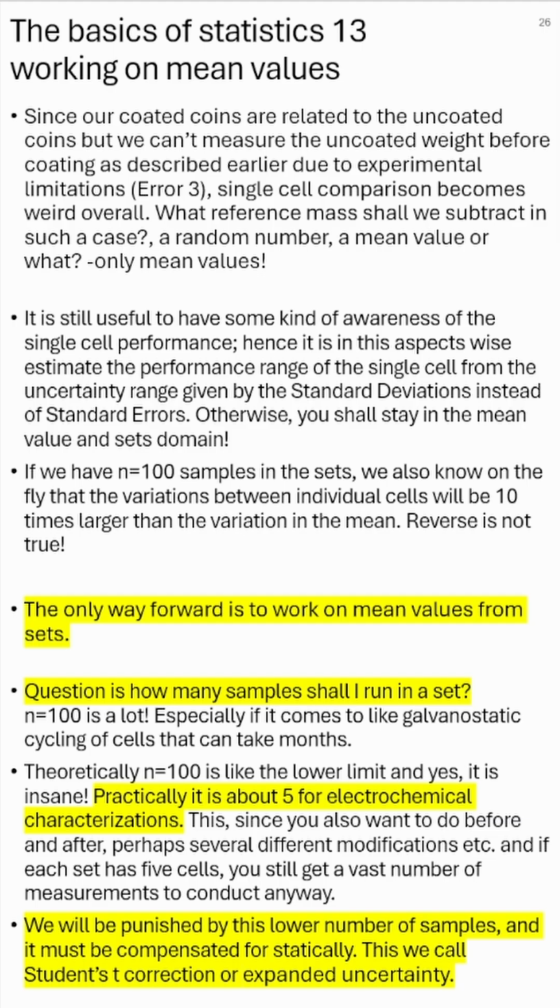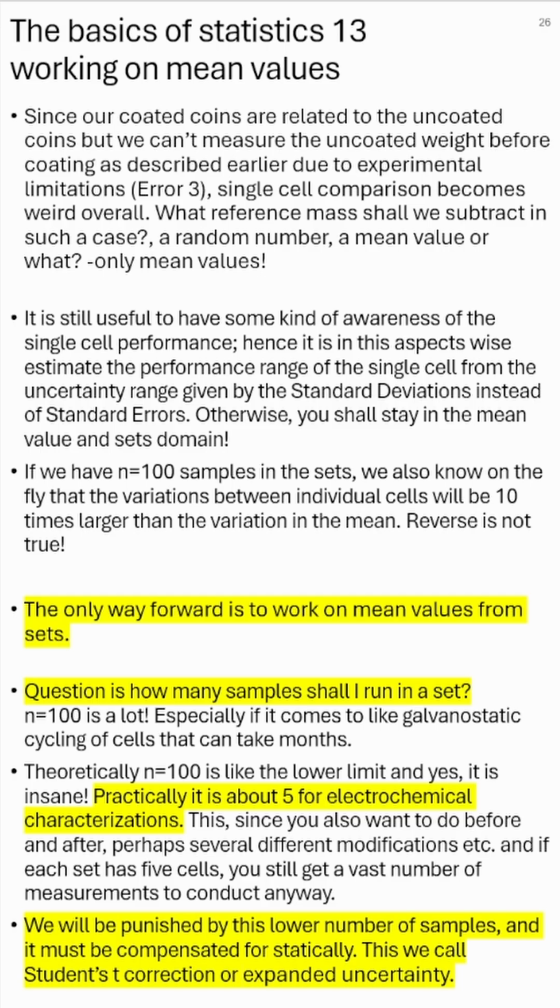Since our coated coins are related to the uncoated coins, but we can't measure the uncoated weight before the coating starts, so to say. We talked about that earlier. That was the limitation that gave rise to this deadly error 3. So single cell comparison becomes weird overall. What reference mass shall we then subtract in such a case? Shall we use a random number or the mean value as we discussed earlier?